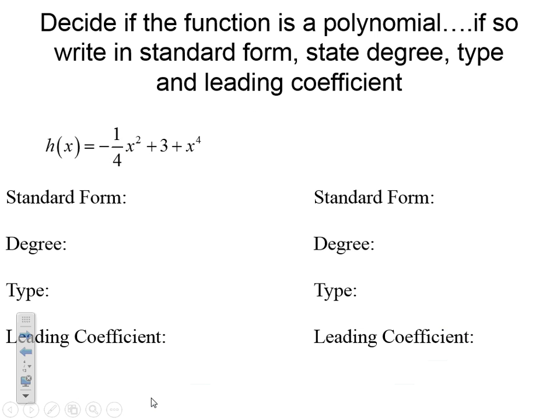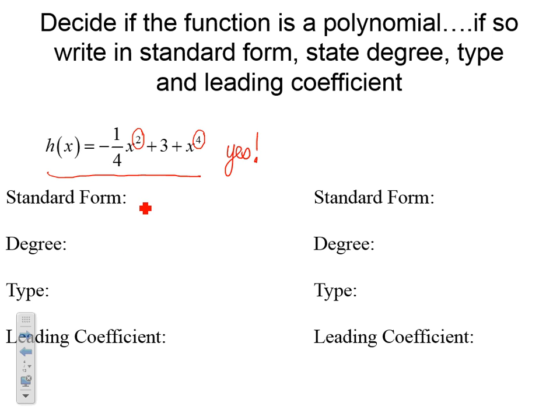Okay. This slide says decide if the function is a polynomial. If it is, then make sure you write it in standard form, state the degree, and the type and leading coefficient. So the first thing I have to look at is, is this a polynomial? Yes or no? Well, remember, a polynomial has whole number exponents. Whole number there, whole number there. So yes, it is a polynomial.